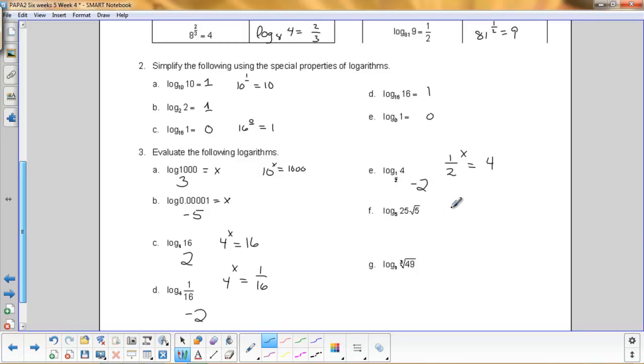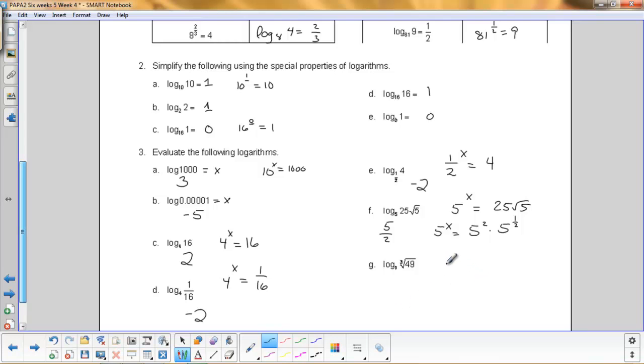So now I'm going to do 5 to the x power equals 25 times the square root of 5. And now what I'm going to do is write this out using properties of exponents. 5 to the x power equals 5 squared times 5 to the 1/2. Once you add those two together, you get 5 over 2. So that means this one is 5/2.